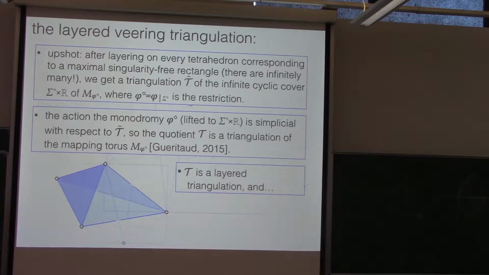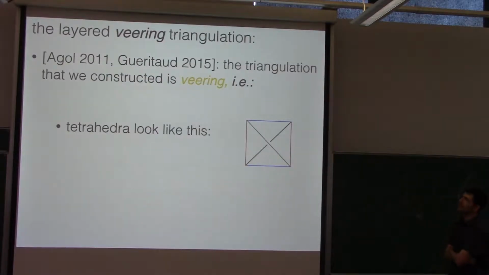This is Gueritaud, I guess that was 2015, not 13. This is Gueritaud. And so this triangulation is a layered triangulation. This just means that it's obtained by layering tetrahedra onto a surface, or at least that's one simple way of saying it. And it's a veering triangulation. I haven't actually told you what veering even means. I just said, here's a construction, I'm going to call it veering. But I should probably tell you what that word means.